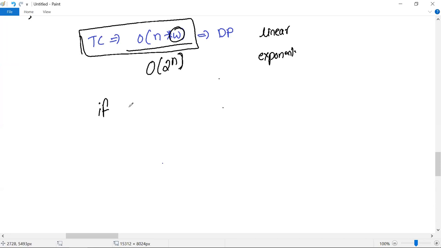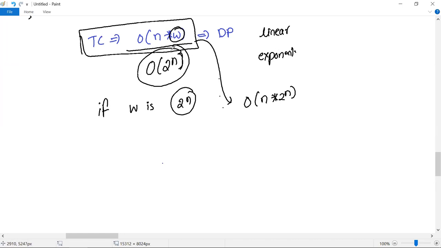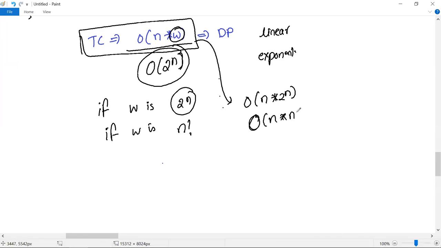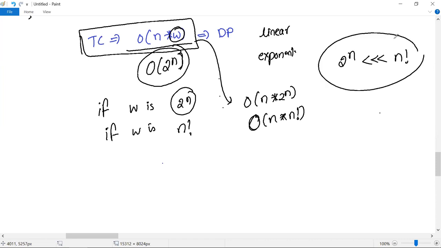If W is assumed 2 power n, means the capacity is very big, then the time complexity of this one will be what? O of n into 2 power n, which is worse than your naive approach, which is worse than your brute force, right? If W is, let us take n factorial, it is worse, right? O of n into n factorial, it is still worse because we know 2 power n is far less than n factorial. We already know this long back, right? So the time complexity of this program is dependent on what? The capacity of the knapsack.